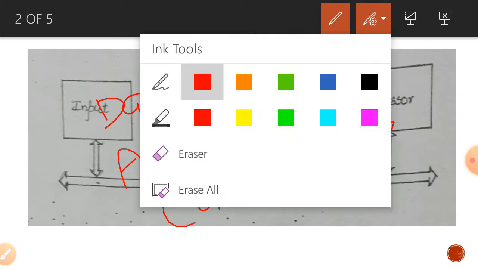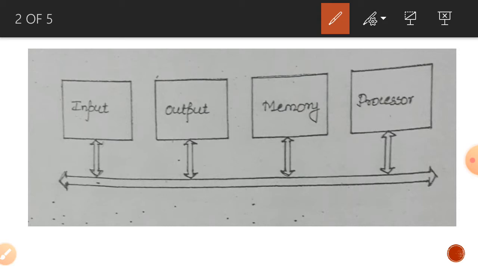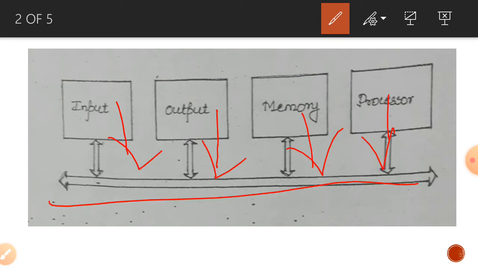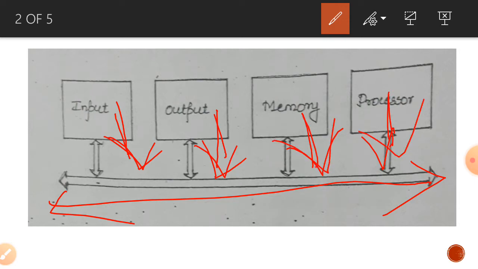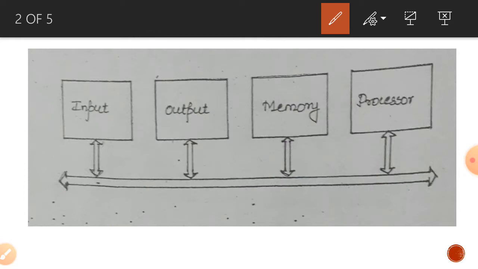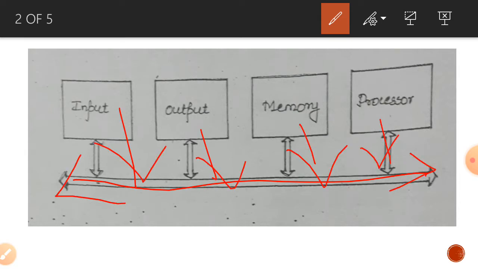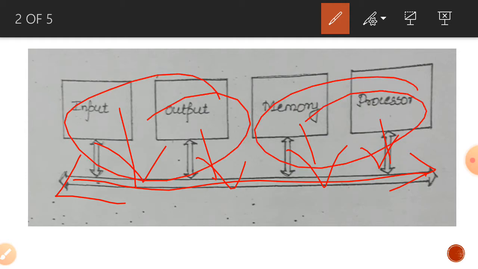Then let's move on to our topic, that is single bus architecture. In single bus architecture, all the devices are connected to a single bus. Since all the devices are connected to the same bus, only two devices can communicate with each other at a time. Only one bus is there, so at a time only two devices can communicate.